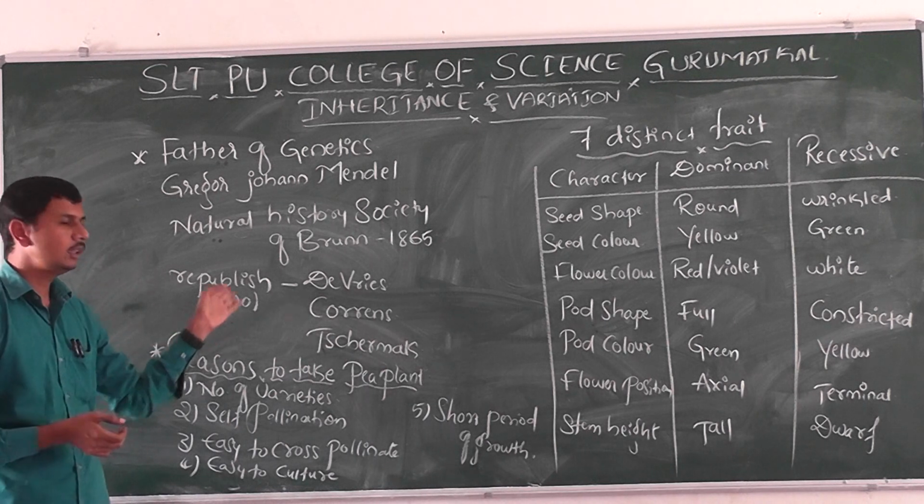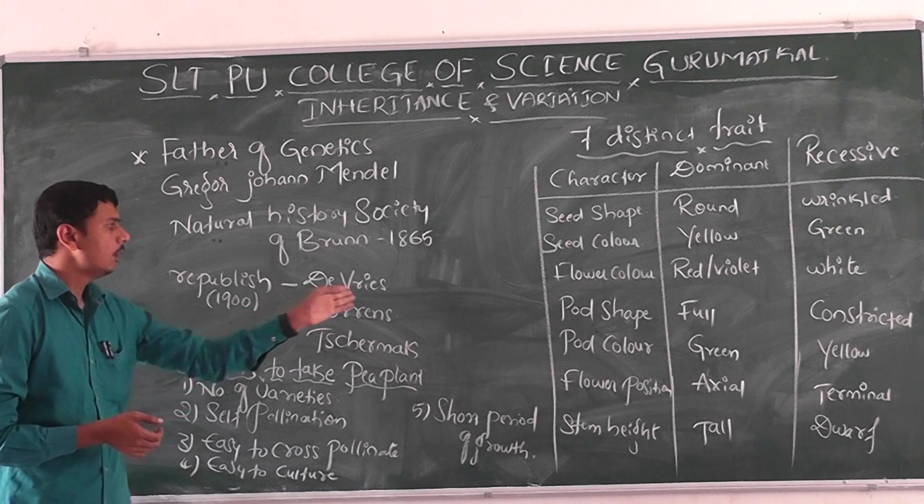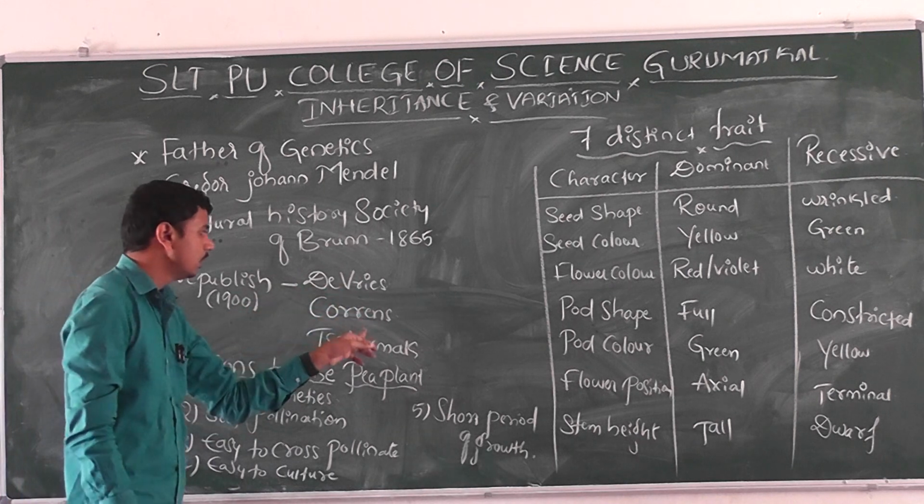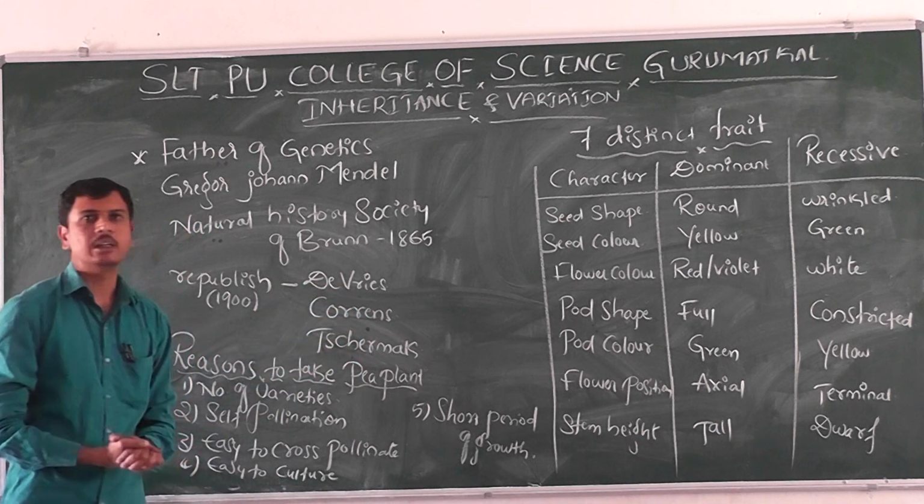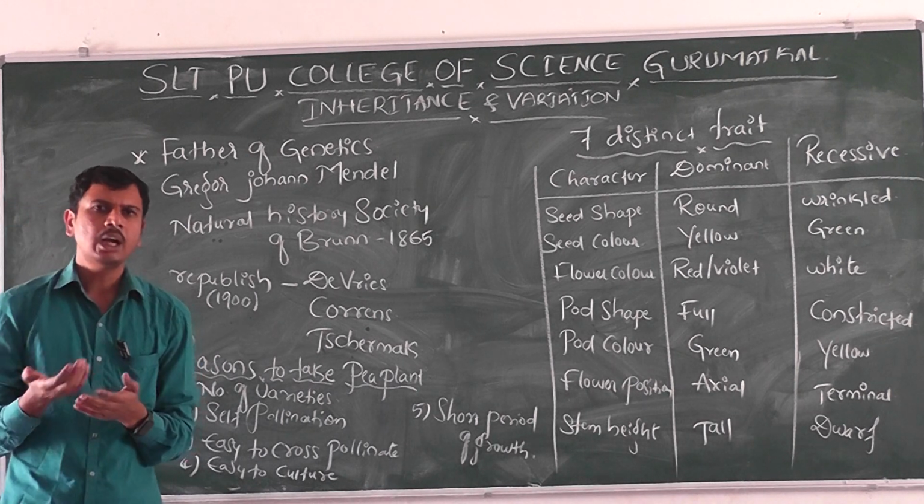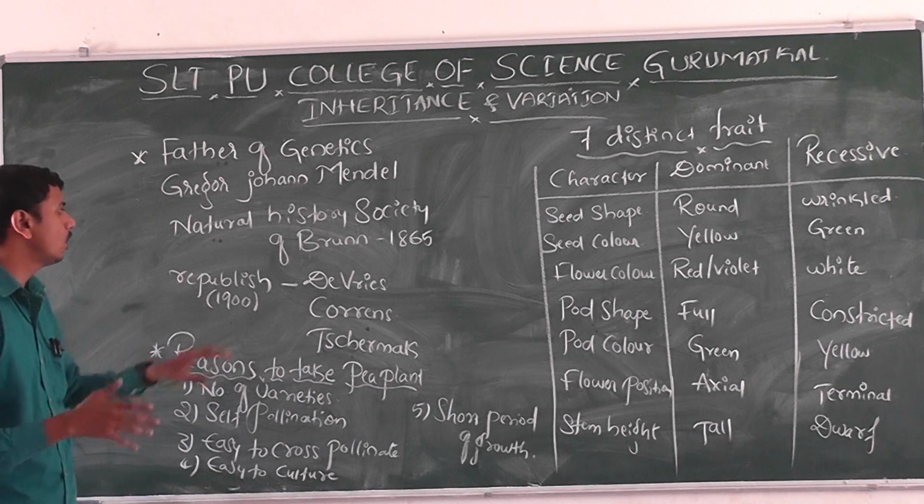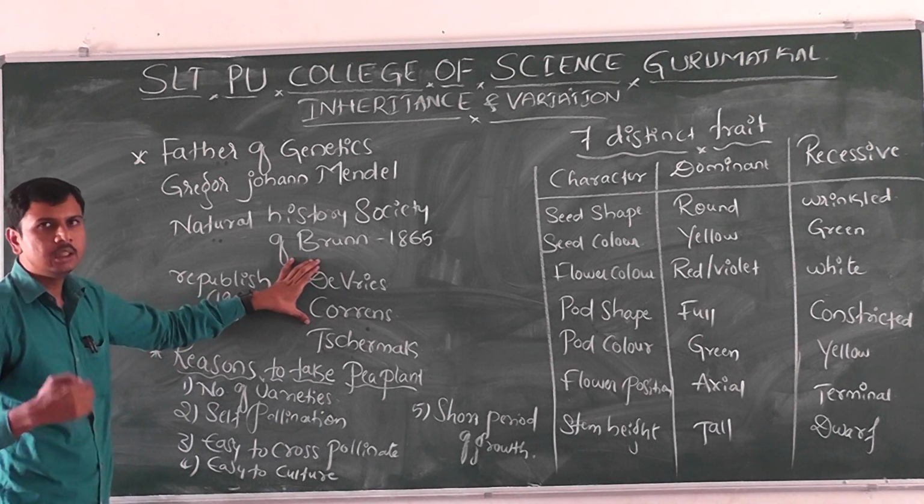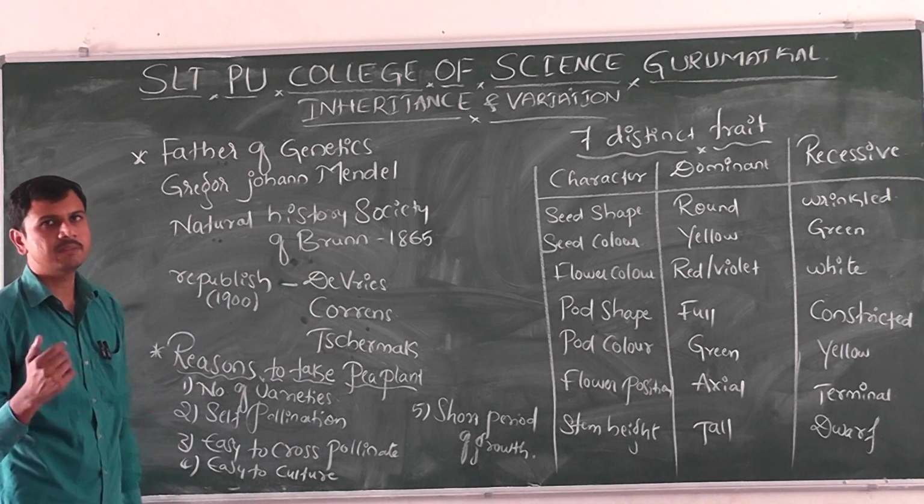In the year 1900, that theory was republished by the scientists De Vries, Correns and Tschermak. These three scientists separately proposed theories on the basis of the Mendelian concept. Mendelian concept only, they proposed different types of theories.